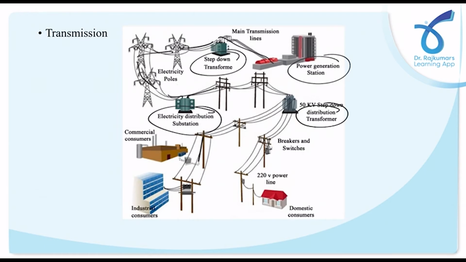Now what is the work of a distributing transformer? This distributing transformer will distribute the energy or the electricity to the consumption point. It may be domestic consumers like houses, or industrial consumers, or commercial consumers. It may be like IT parks. Okay, so this is how the electricity is transmitted from the production center to the consumption center.